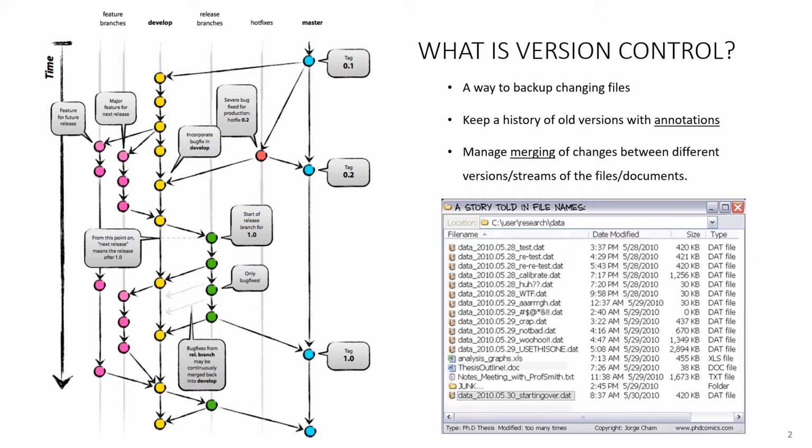Version control backs up changing files, keeps a history of those changes with detailed log messages, and facilitates merging those from multiple authors. If you have directories that look like this screenshot from the PhD comic, then perhaps you should be considering a version control system.